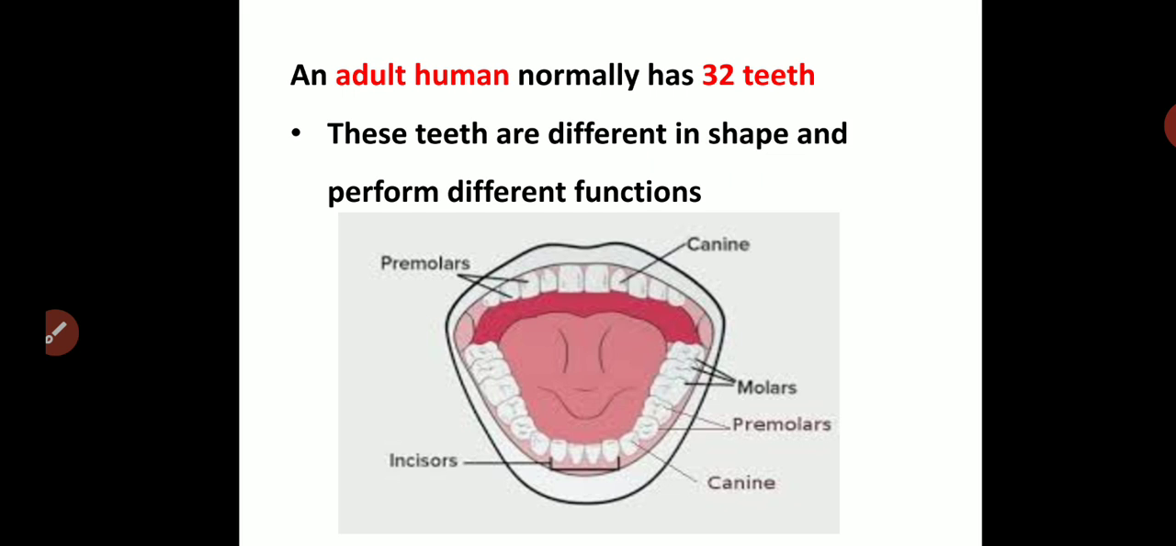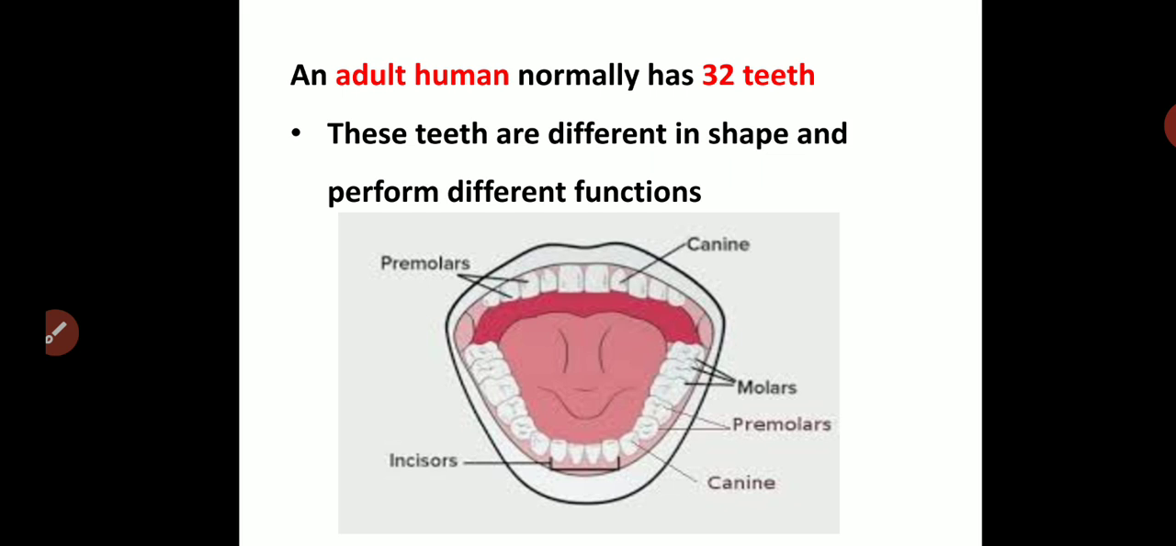Then coming to the number of teeth. An adult normally has 32 teeth. These teeth are in different shapes as well as sizes. And the arrangement of teeth in the jaws is called dentition. The dentition is related to feeding habits of the vertebrates. What you can see, the arrangement of the white color teeth, that is called dentition.